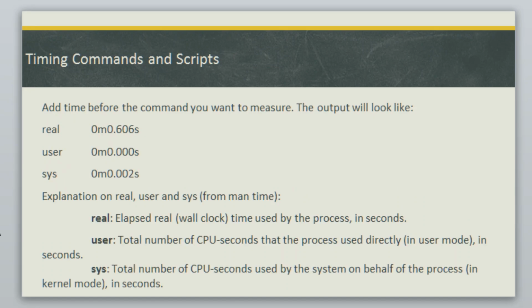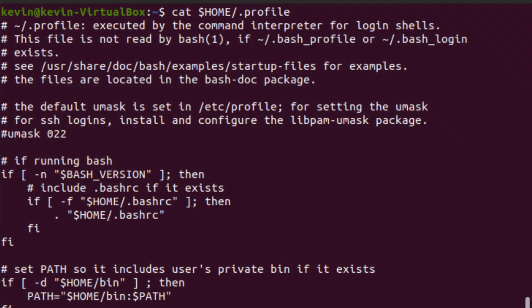Now we're going to talk about timing commands in scripts. So add time before the command you want to measure, and the output will look like this: real, user, sys. So what does real mean? Real is elapsed real time used by the process in seconds, or the wall clock. User is the total number of CPU seconds that the process used directly in user mode in seconds. Sys is the total number of CPU seconds used by the system on behalf of the process in kernel mode in seconds. So if we go to our VirtualBox here, we can try that time command.